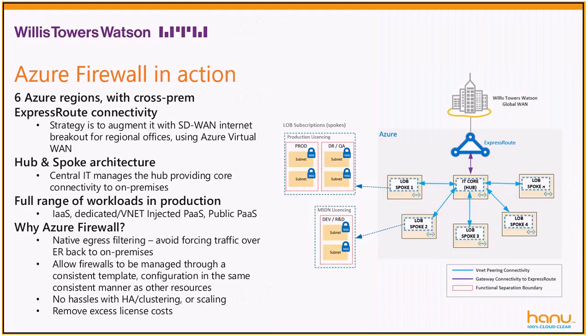This is a practical example of Azure Firewall. Azure Firewall is implemented by Willis Towers Watson, an advisory company. This demo was shown at Microsoft Ignite, and I took it from there. In this, their global WAN is connected with Azure, and they want the connection to be only between Azure and their global WAN, not to any other network.